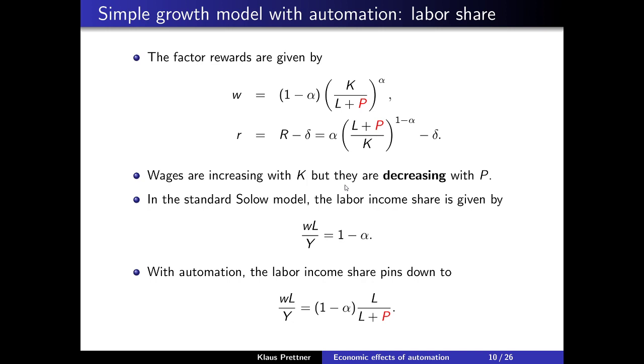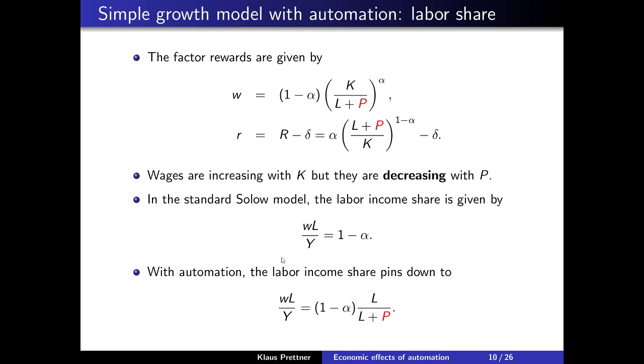And what we see is that the wage rate is increasing with traditional physical capital. That's what we know in the standard model. But it's decreasing with automation capital. And the reason is clear. Automation capital is a perfect substitute for labor and therefore competes directly with workers on the labor market. By contrast, the automation capital accumulation would ceteris paribus lead to an increase in the interest rate.